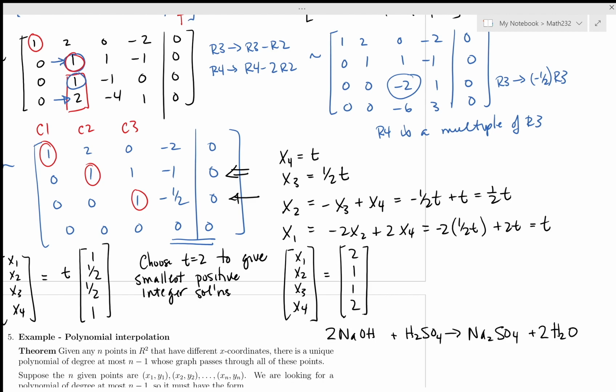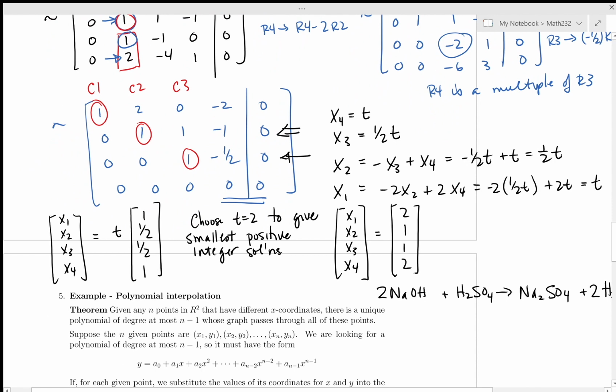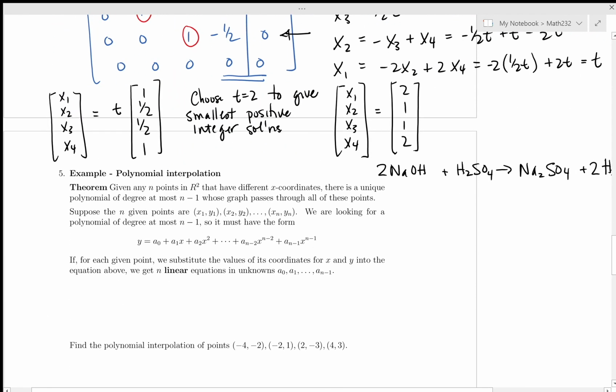Okay, so that's our second application, balancing a chemical equation. And we'll move on to our third problem here, polynomial interpolation. So this actually turns out to be quite a big topic. This is an important topic, to be able to take data and approximate it by a polynomial. You can take other functions and approximate them by polynomials as well.